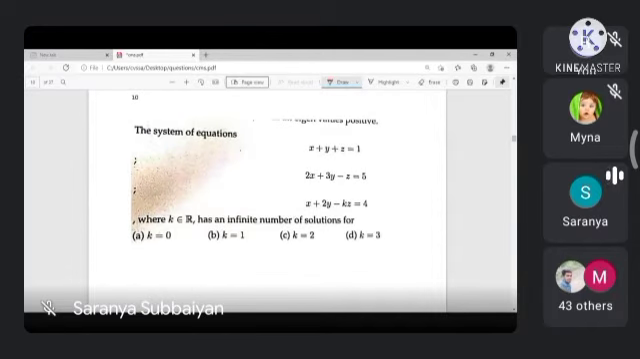This is a very easy problem, I think. The system of equations they have given, where k belongs to R, has an infinite number of solutions for what values of k? Take 2 minutes time because this is a very easy problem. I hope everyone has to do this problem.